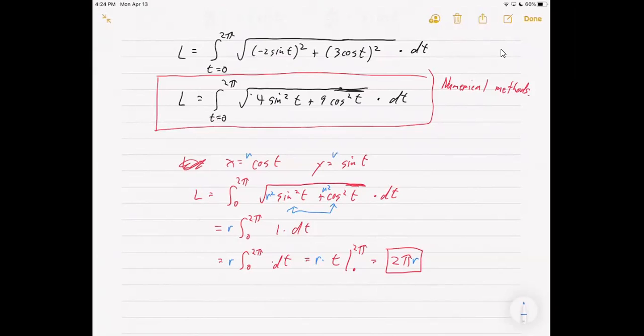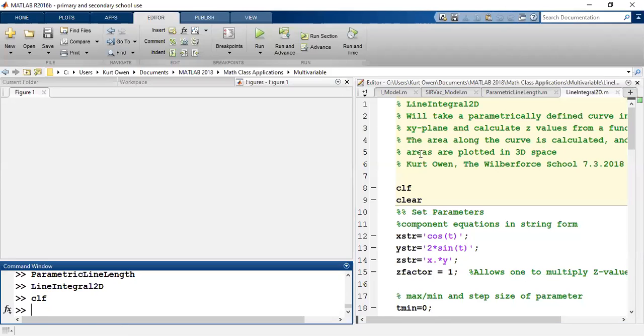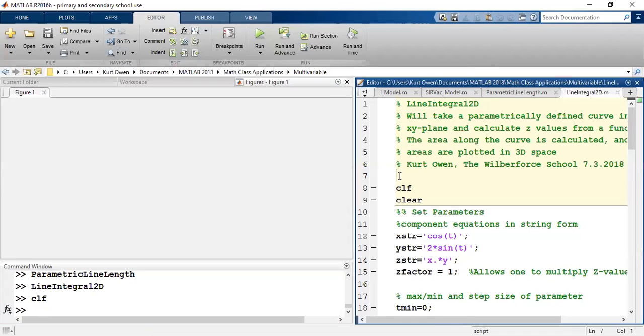I want to just pause and show you one more thing about where this all will be going next year. So let me switch over to MATLAB real quickly. Okay, so here we have a line integral code in MATLAB, and this is based on parametric equations. You can actually see the parametric equations right here in the code. X and Y are given by cosine t and 2 sine t. But we have another function, a z function, a height function, that's x times y. And let's see what happens when we run this code.